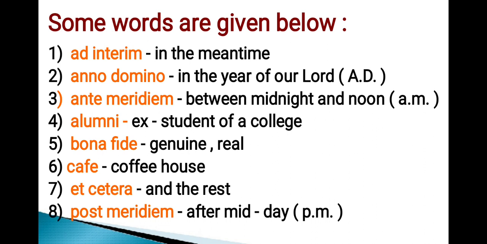Some words are given below, which are borrowed from other languages into English language. Let's study the words with their English meaning. First, ad interim. It means in the meantime. Anno Domini. It means in the year of our Lord, that is AD. Antemeridiem. It means between midnight and noon, that is AM. Alumni. It means ex-student of a college.